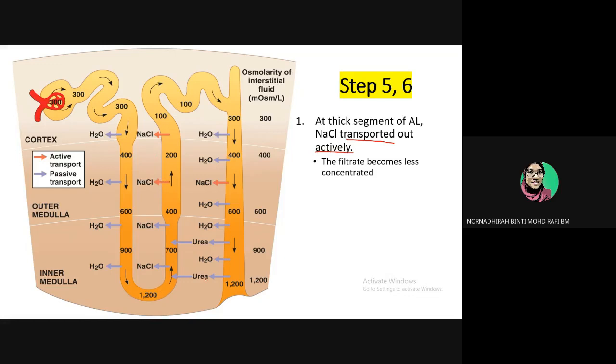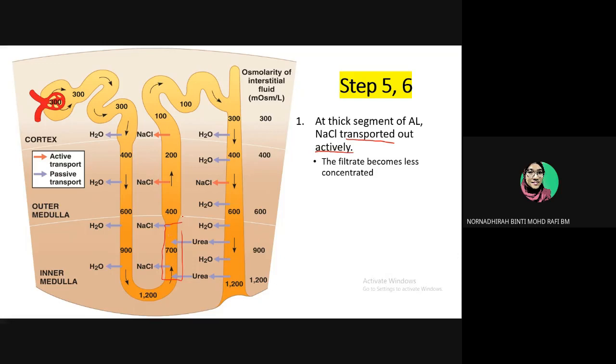Okay, so kita tengok ya apa yang akan berlaku. Okay, mula-mula, bila dekat bawah ni tadi NaCl diffuse out. So what will happen? From 1200 become 700. And then the concentration or the osmolarity of the filtrate reduce. Why? Because it is the solute that diffuse out, which is NaCl. NaCl yang diffuse out.